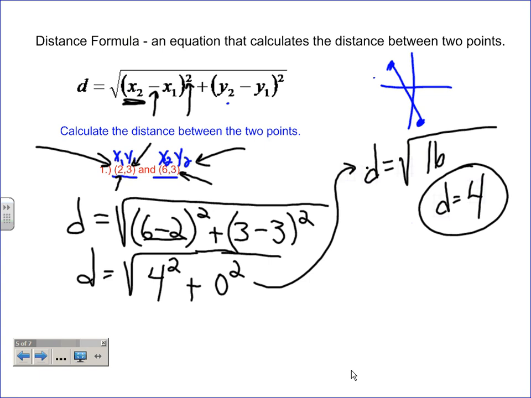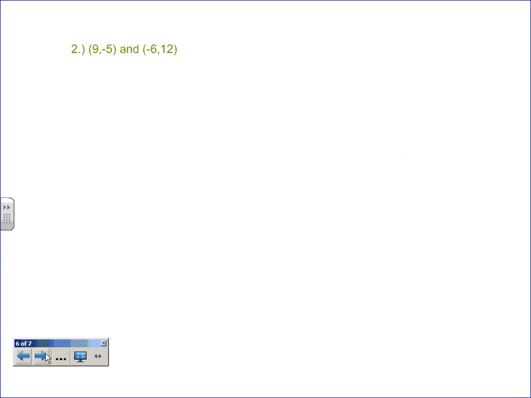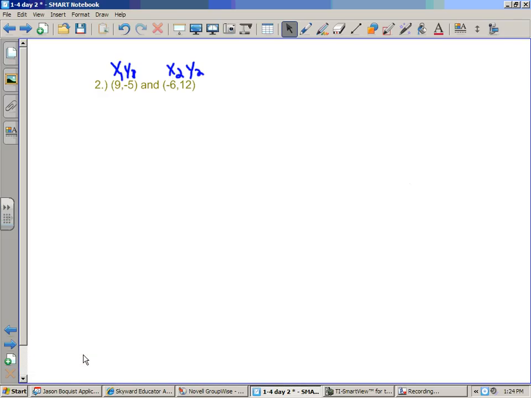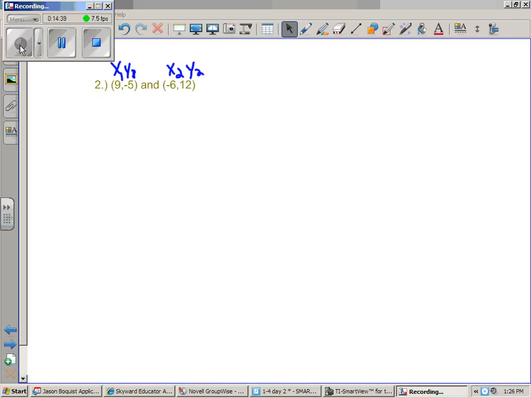Well, let's try the same process on this one then. I'll label them for you. Well, this is the first one, so we'll go x1, whoa, y1, and x2, y2. Why don't you at least get it substituted into that formula and started, and then we'll see how you did. All right.